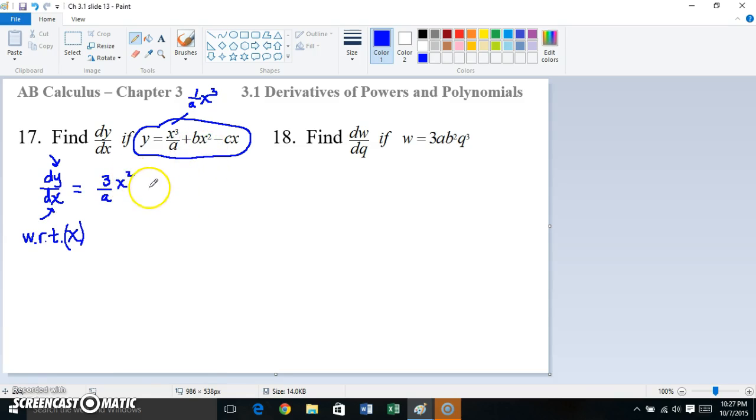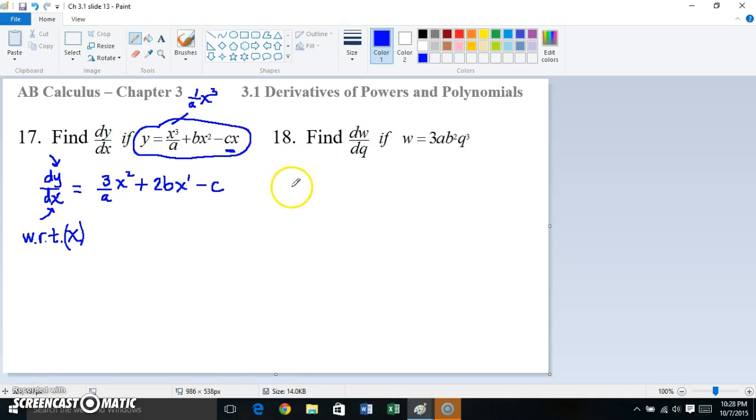The derivative of bx squared. The coefficient b gets to hang out there in front. We will bring down the 2 as the coefficient, reduce the power by 1. The derivative of a linear function, negative cx, will be negative c. All right. Just clean that up a little bit.